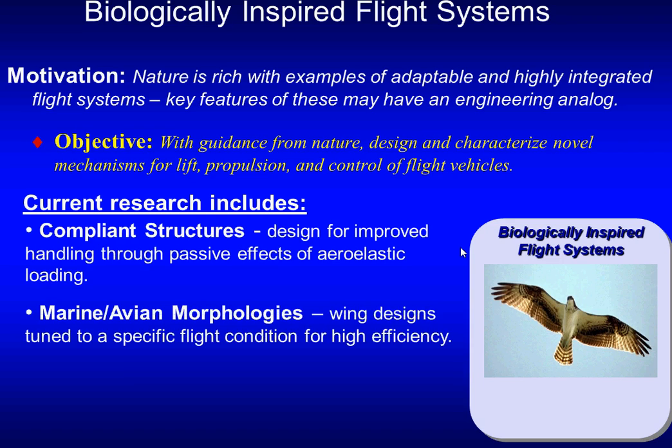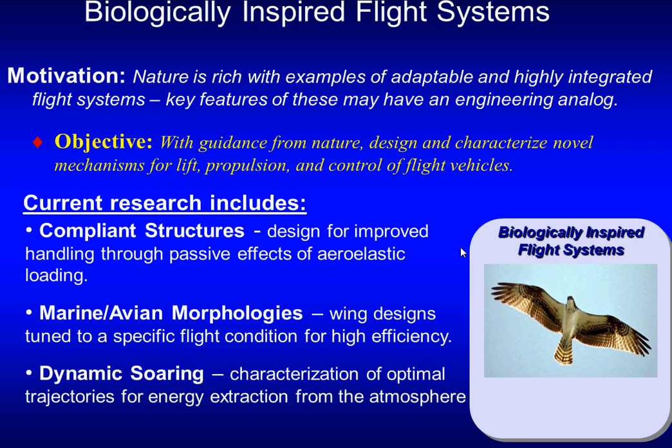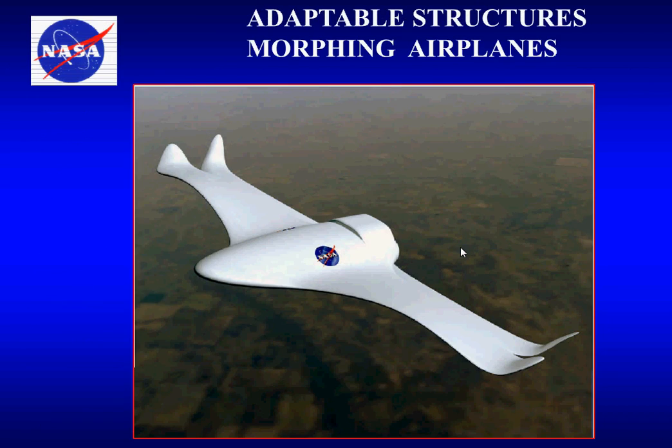So we want structures that are compliant. We want something that either learns from avian or marine wings design, maybe tuned to specific conditions and dynamic trajectories, and biomimic materials. Okay, here's an innovative adaptive structure called morphing structure.